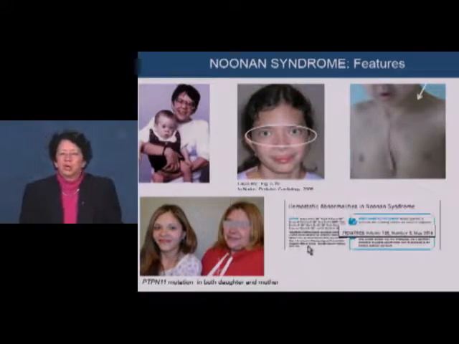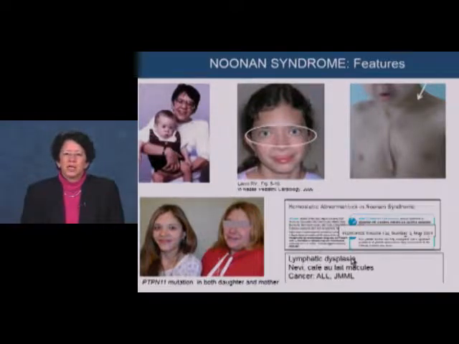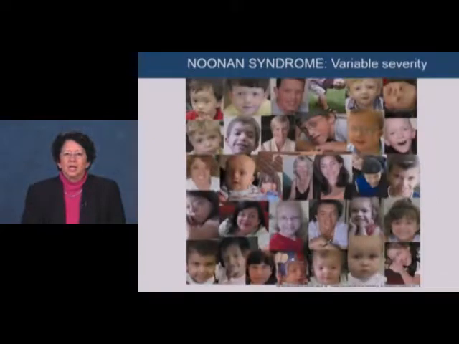Hemostatic abnormalities are common in Noonan syndrome. You can also see lymphatic dysplasia, nevi, cafe au lait macules. Cancer can occur, ALL, as well as juvenile MML. This is a poster that I obtained from the Noonan syndrome website. It's a wonderful illustration of the tremendous variability in the appearance of people with Noonan syndrome.